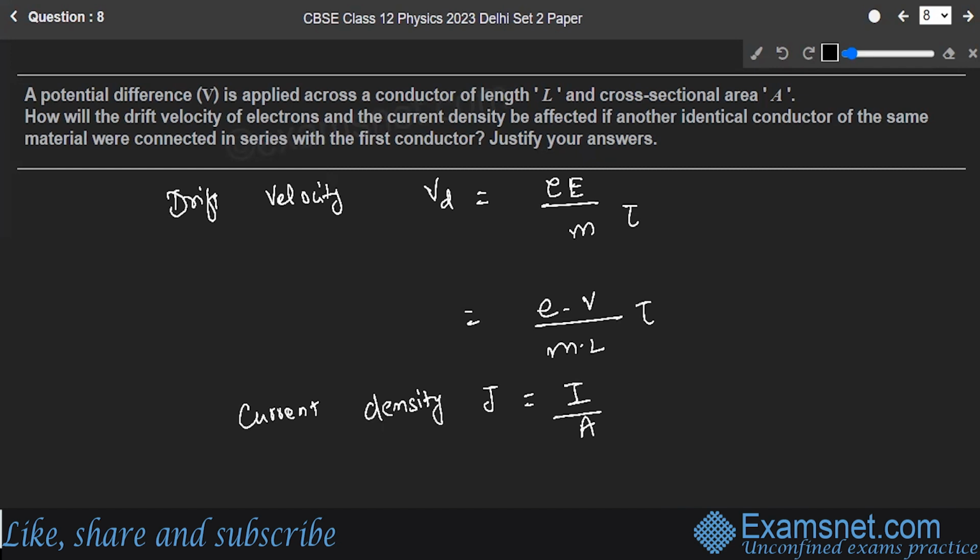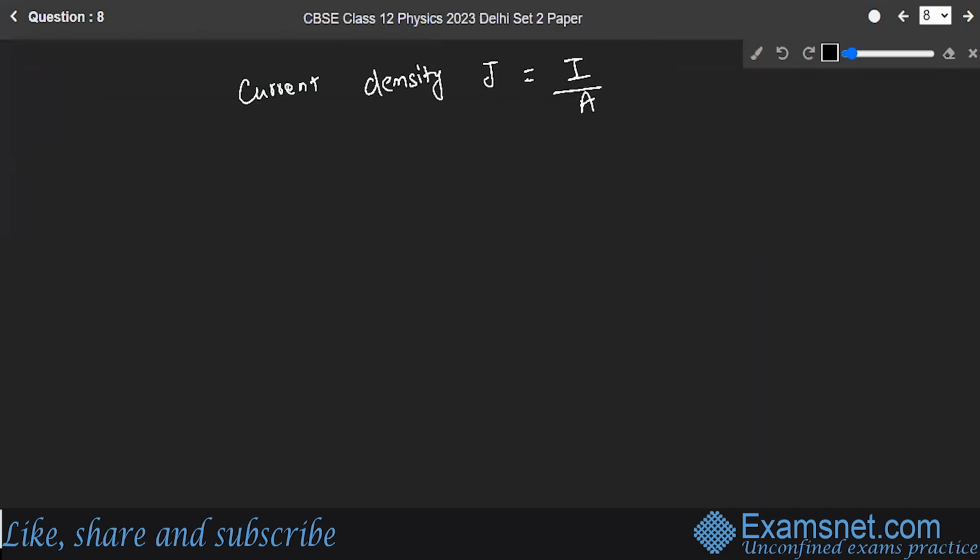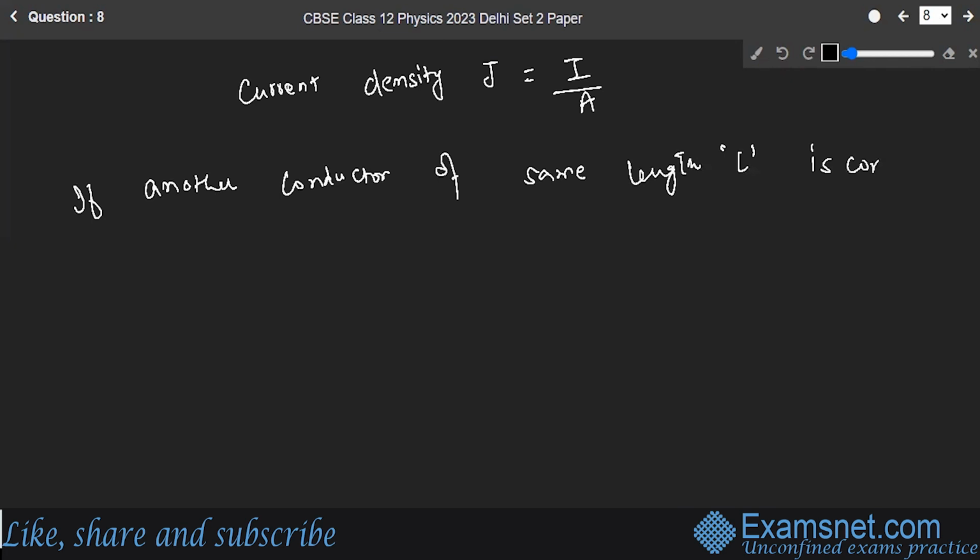If another conductor of same length will be connected in series, it will remain the same and the potential will become half. Let's write it over here. So if another conductor of same length L is connected in series, in that case, current will remain same and potential will be half.